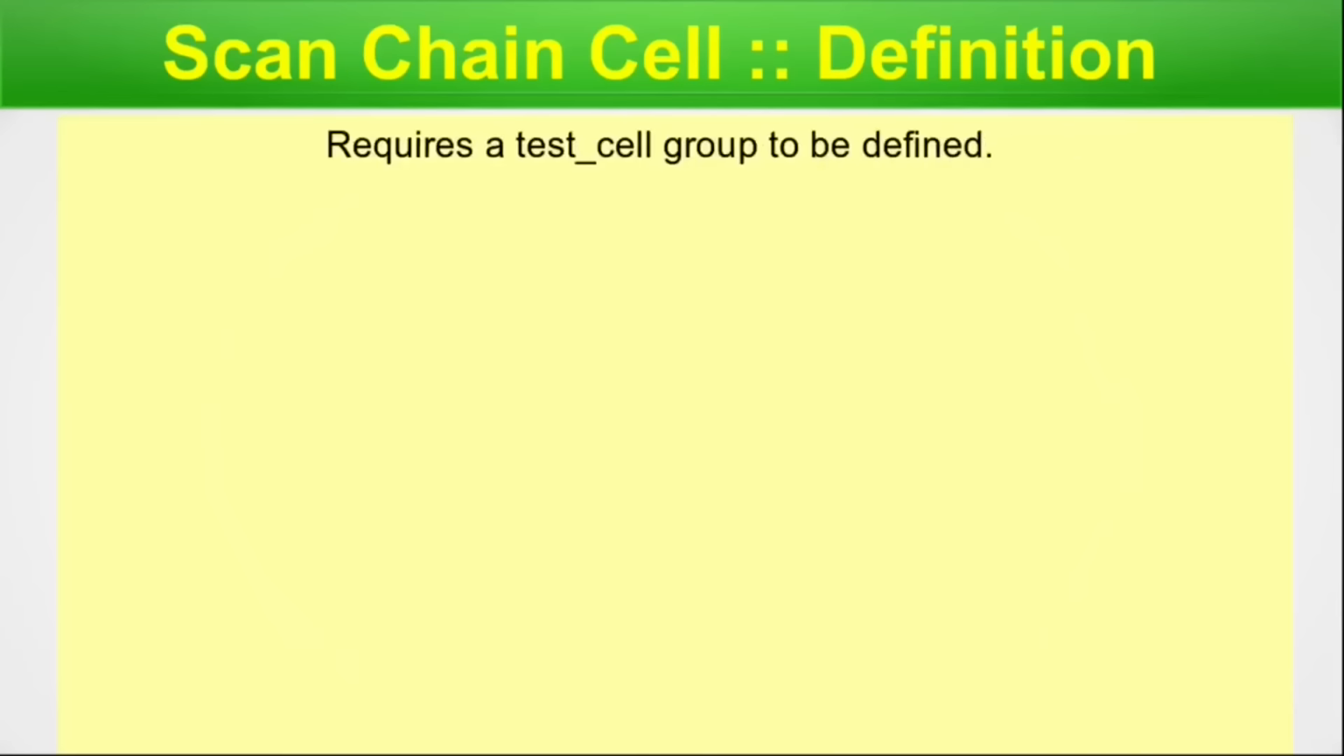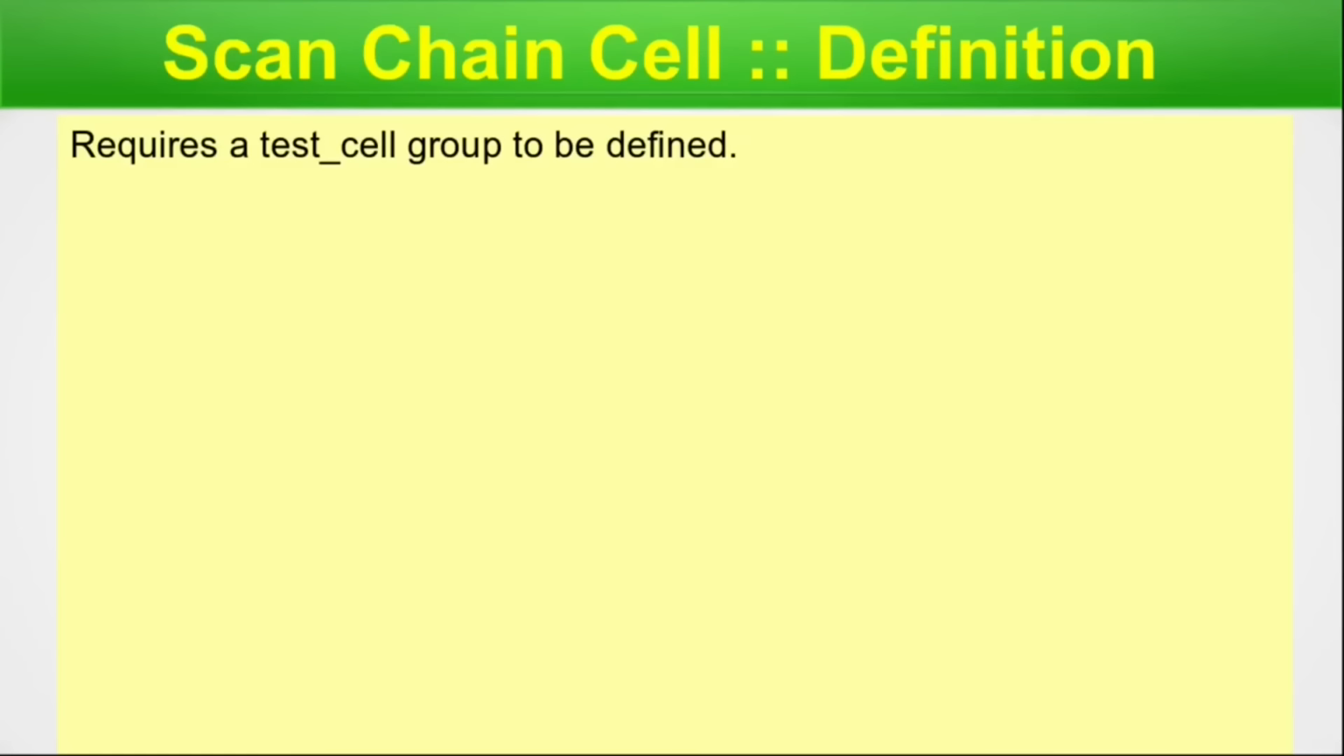Let's move on. Scan chain cell definition. Apart from the regular cells, special cells which are used for DFT purposes are included in the library file, or the timing library file. These are termed scan chain cells. We also have scan flip-flops in the timing library file. Let us see the scan chain cell structure. It requires a test cell group to be defined.